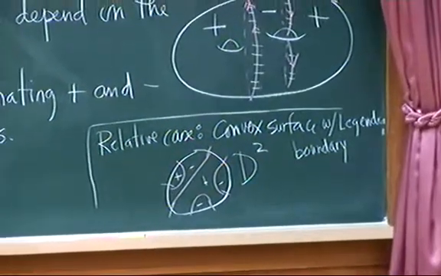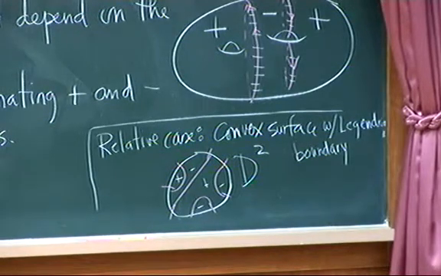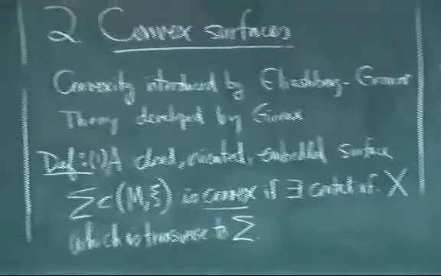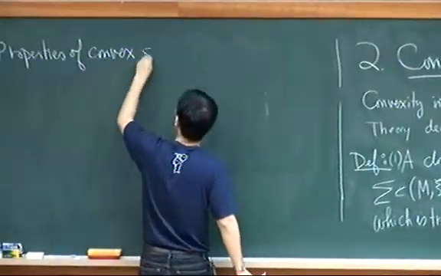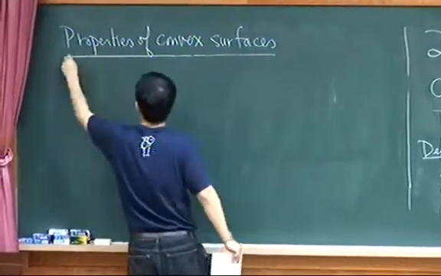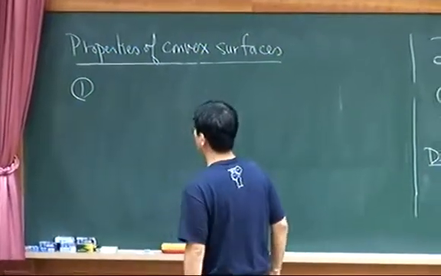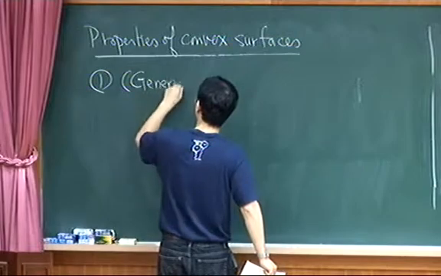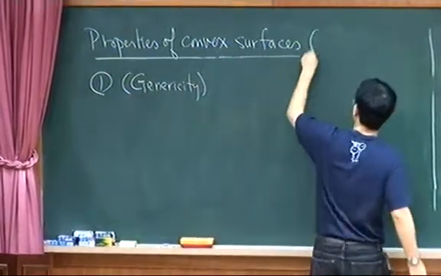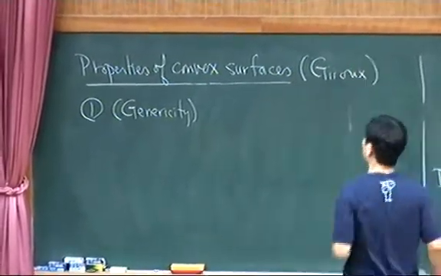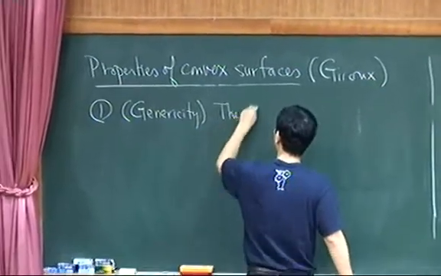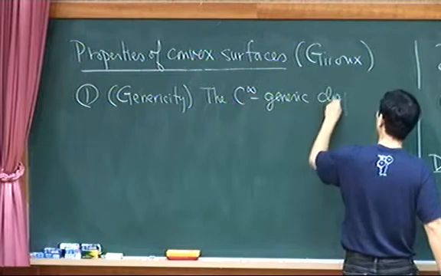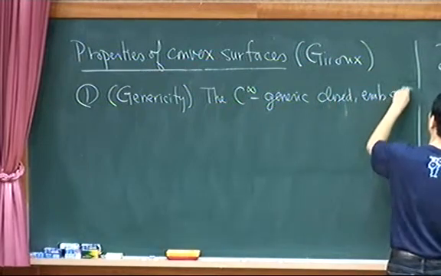Right. So let me state some properties of convex surfaces. The first one is that it's actually generic. This is only true for a surface. So the first one is genericity. Anyways, basically all these are proved by Giroux. The C infinity generic embedded closed surface is actually convex.